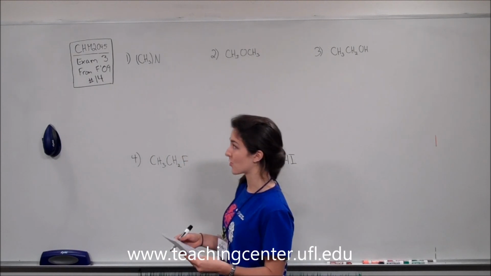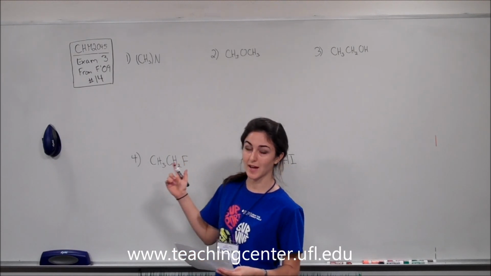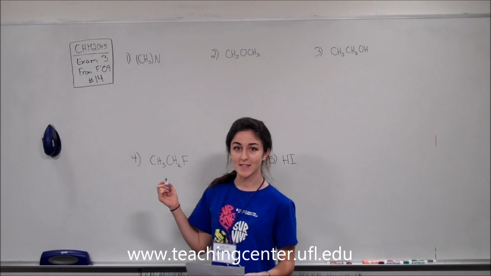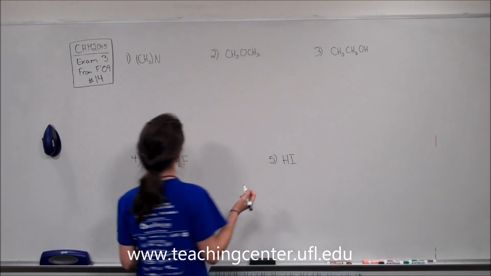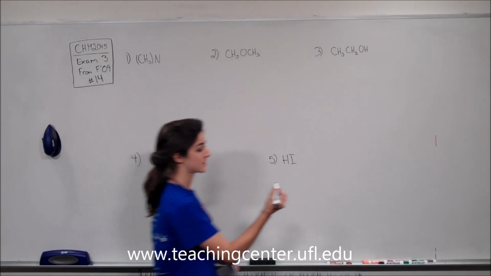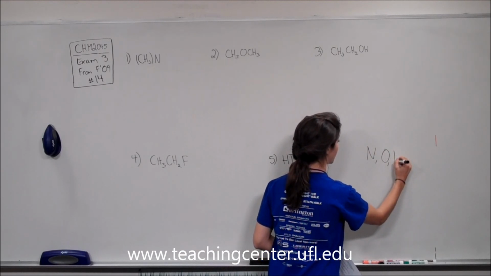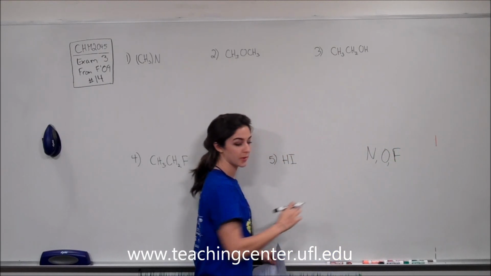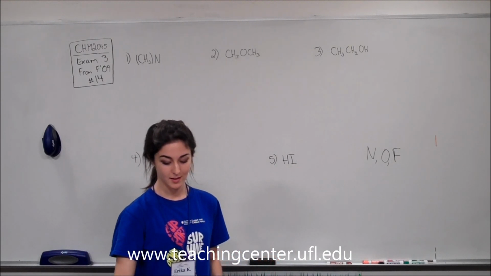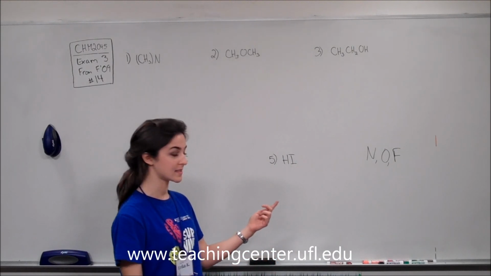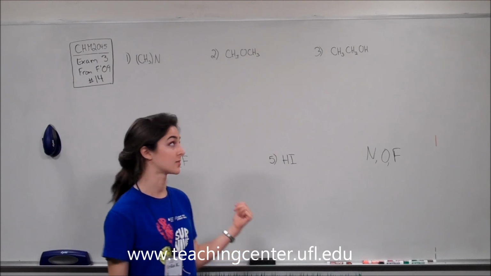So what we'll need to do is draw our molecules and see whether we have hydrogen bonding. And something to keep in mind is 3 special atoms, which are nitrogen, oxygen, and fluorine. These are important to remember because they are effective in hydrogen bonding between molecules.